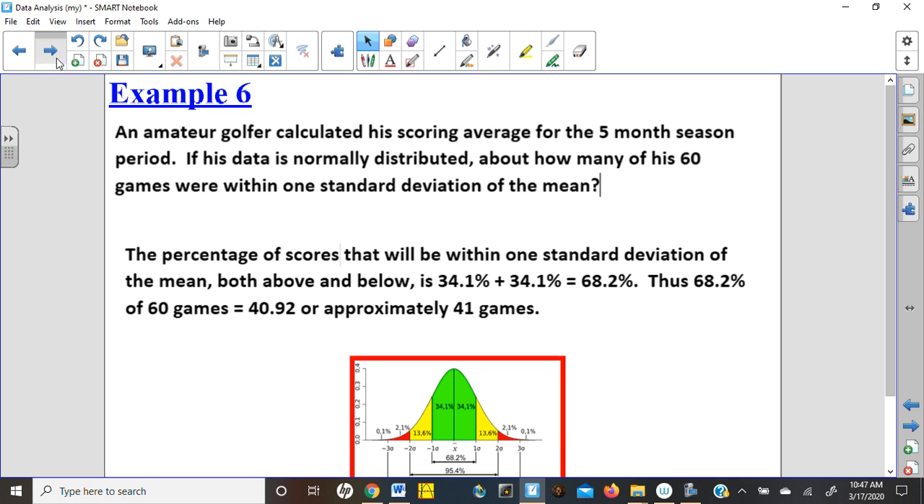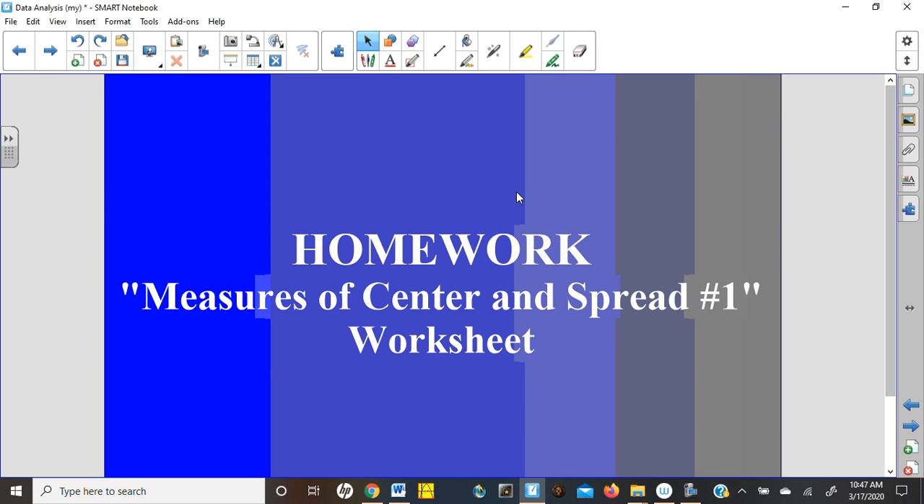All right, so that's how we use standard deviation. Hopefully these examples and explanations were helpful. Please feel free to email me if they weren't.